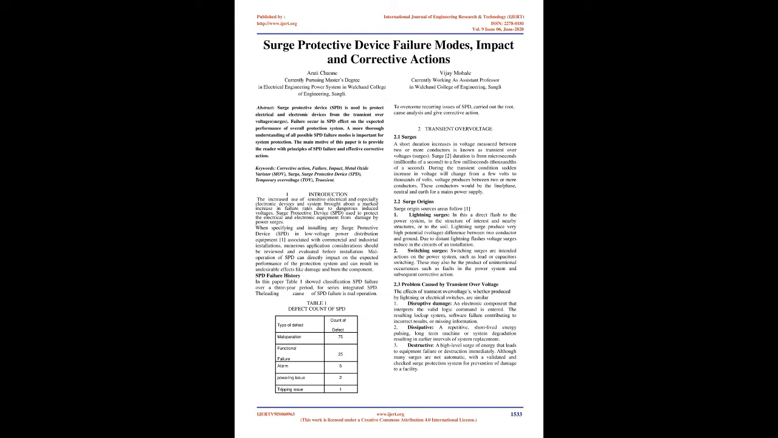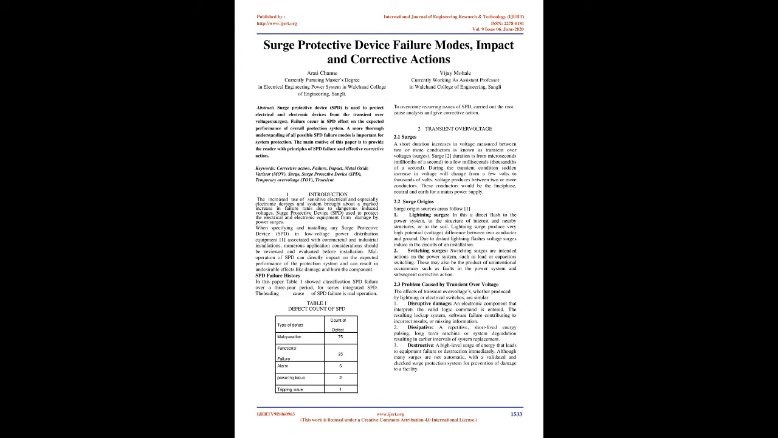1. Introduction. The increased use of sensitive electrical and especially electronic devices and systems has brought about a marked increase in failure rates due to dangerous induced voltages. A surge protective device, SPD, is used to protect electrical and electronic equipment from damage by power surges.